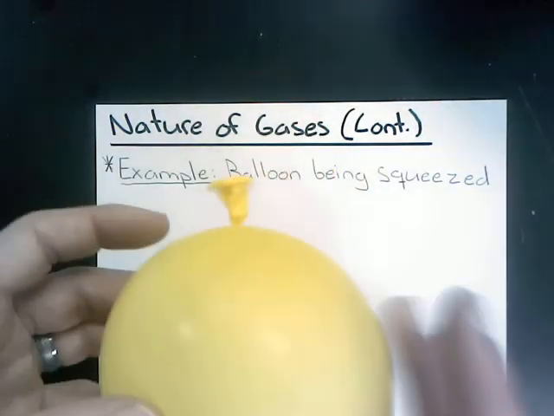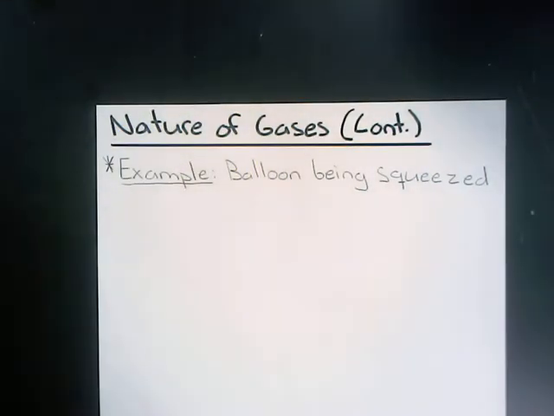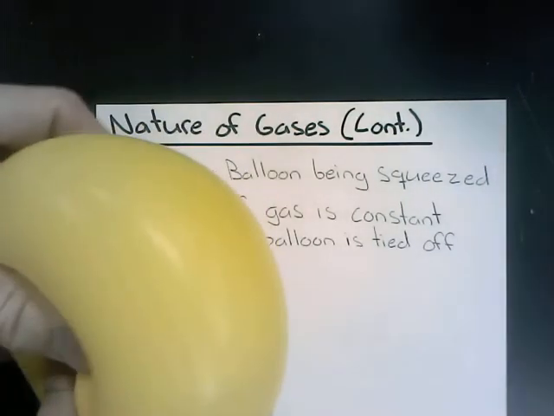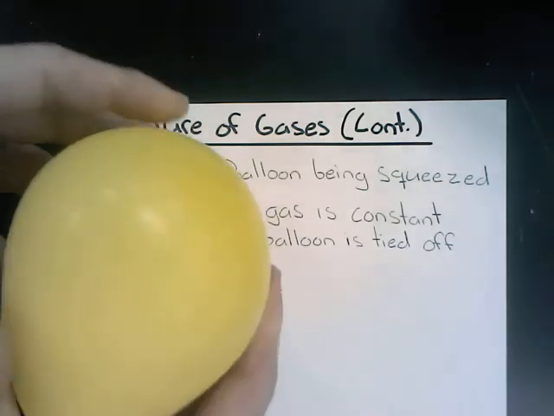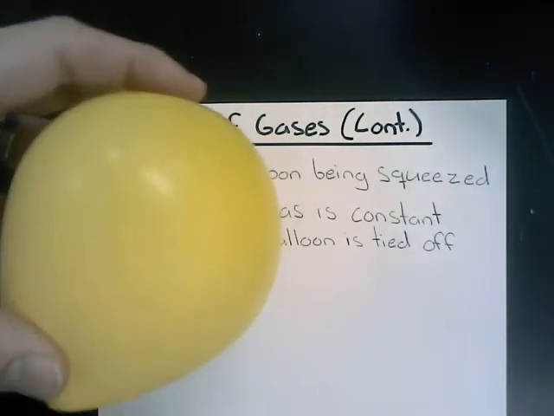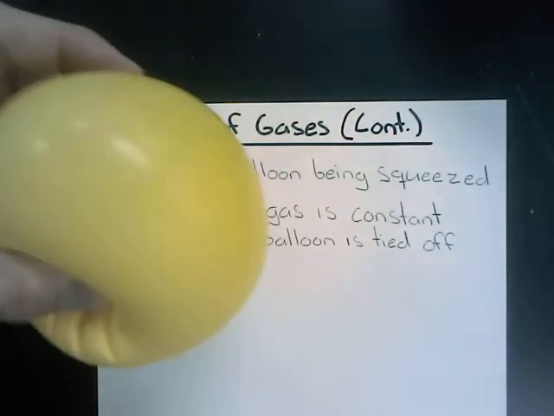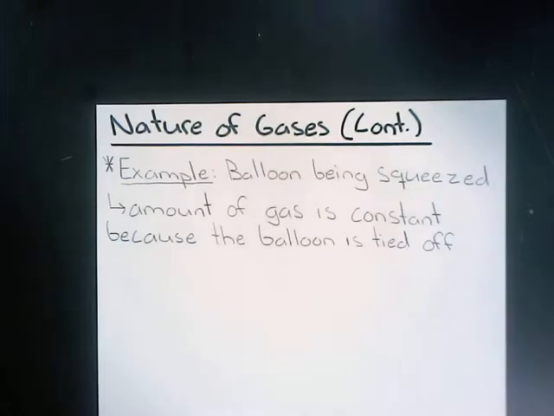So let's take into consideration what we just saw here. Number 1, the amount of gas is constant because the balloon is closed or tied off. The other thing to consider here is that the temperature of the balloon is assumed to be held constant. As I squeeze the balloon and let it go back and forth, I'm in my classroom here, and the temperature in my classroom is pretty constant. There is not much variation in the temperature of my classroom.